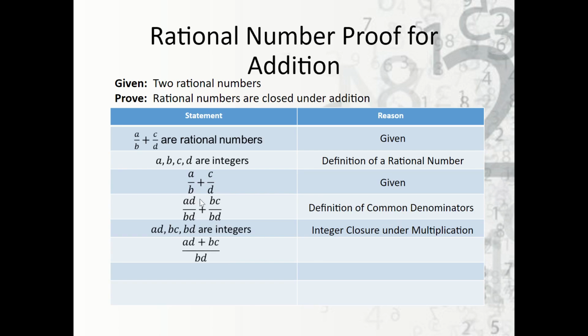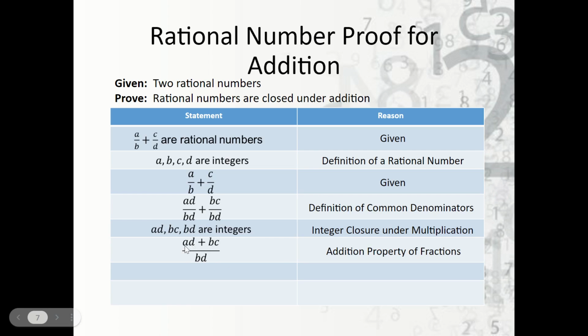Now, we're going to go ahead and combine the numerators, just like we would with addition of fractions. So we have ad plus bc, and the denominator stays the same, which is bd. And that's just the addition property of fractions, right? The addition property of fractions says we add the numerators and leave the denominator as is.